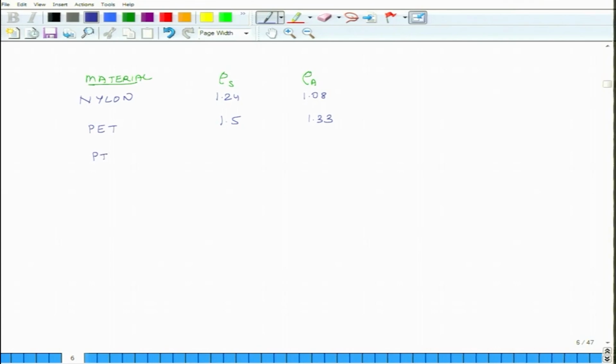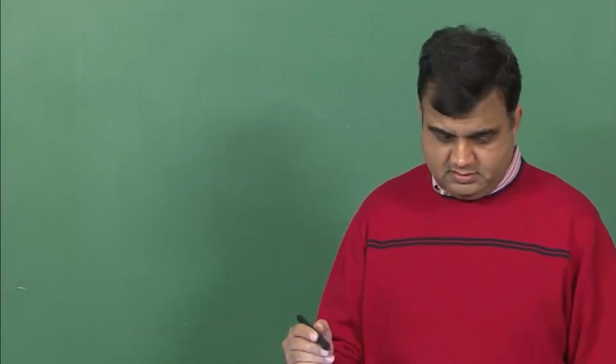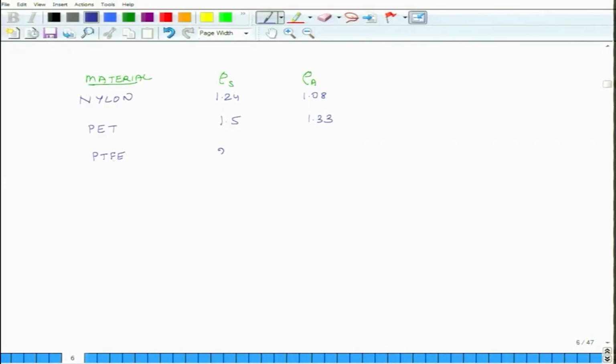PTFE. What is PTFE? PTFE is polytetrafluoroethylene. It is the chemical name for the material which we know as Teflon, polytetrafluoroethylene. Okay. So, this could be 2.35, 2.00.